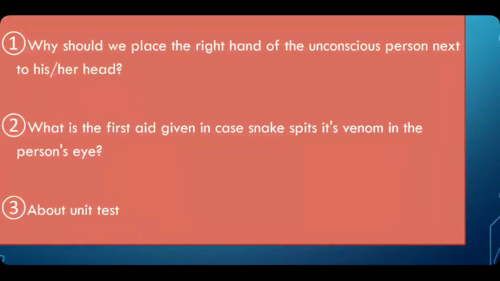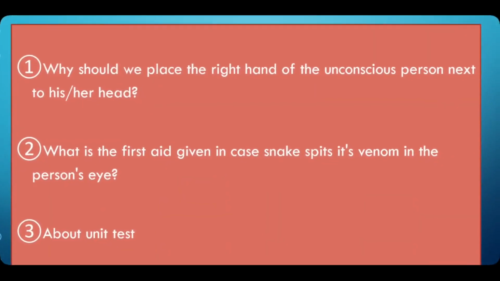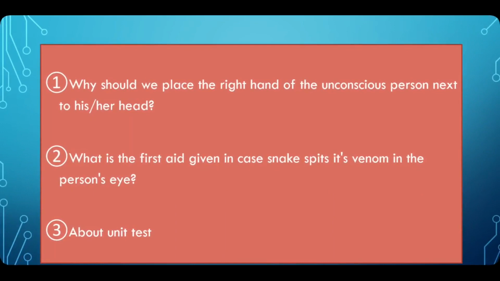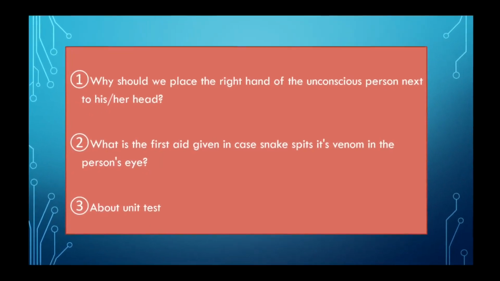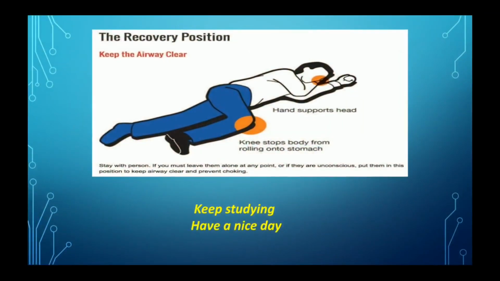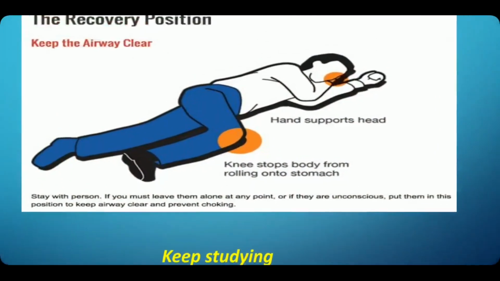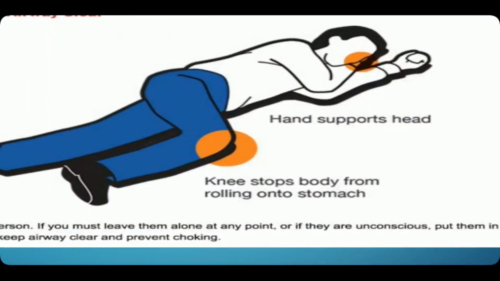Why should we place the right hand of the unconscious person next to his or her head? It is recommended by doctors that you always sleep on your left side, because it is good for all the digestive organs and even the heart. It makes the blood pressure proper. And for an unconscious person, it helps the person feel relaxed, because it keeps the airway clear and helps prevent choking. That's why it is suggested.